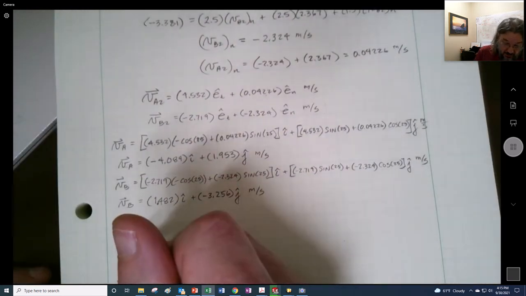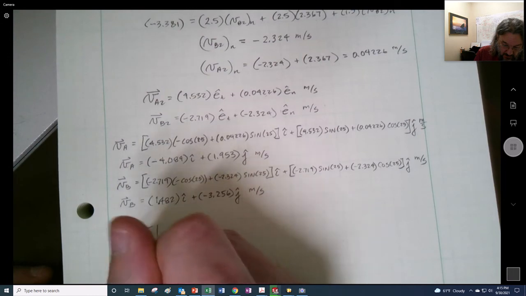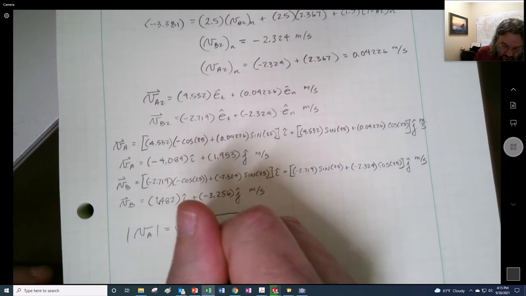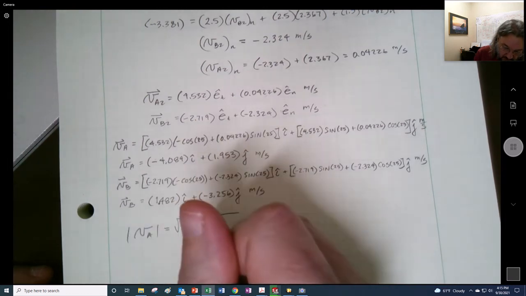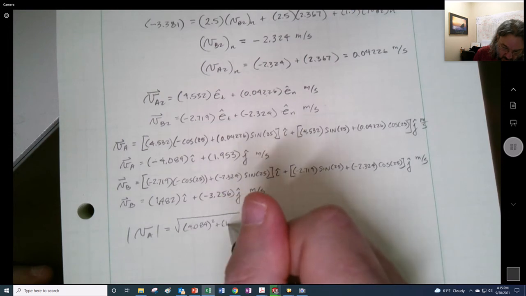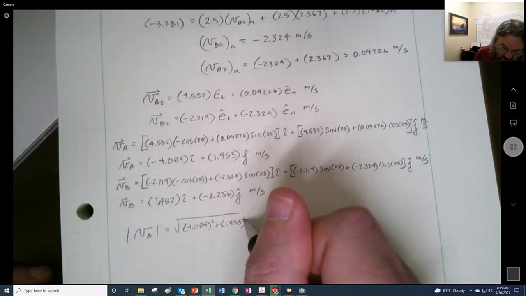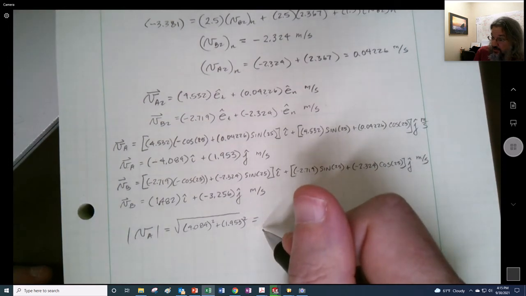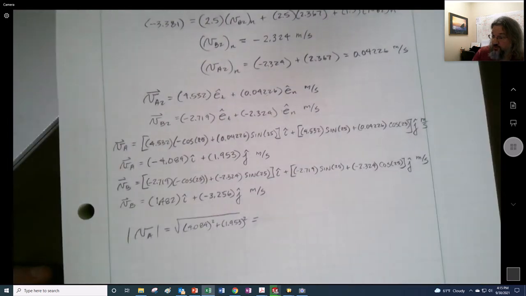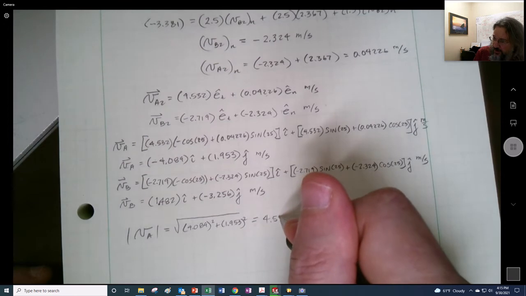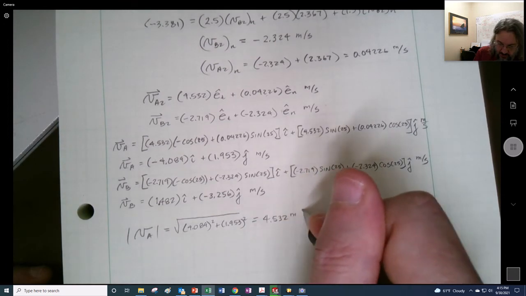All right, so now let's figure out what the magnitude is of this, the square root of 4.089 squared and 1.953 squared. Doing that, you should get a magnitude of 4.532. That's really what we care about.